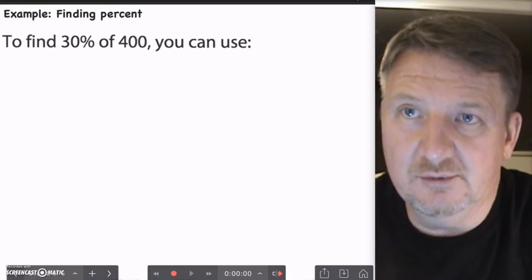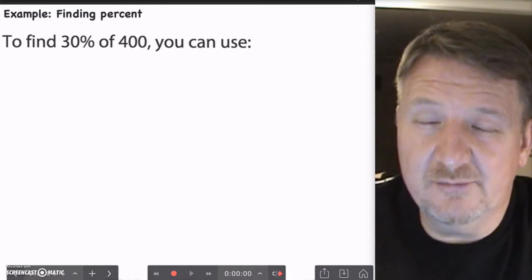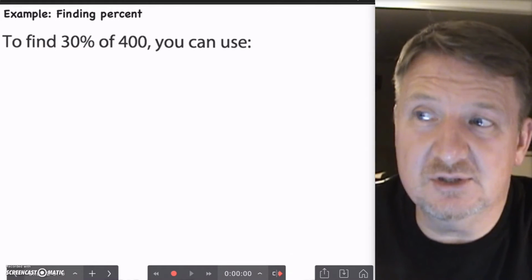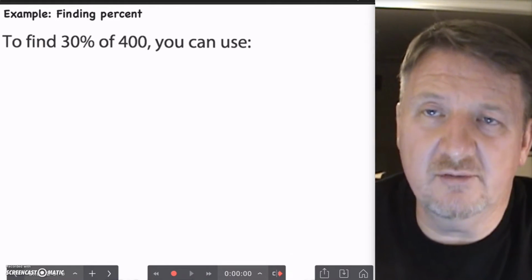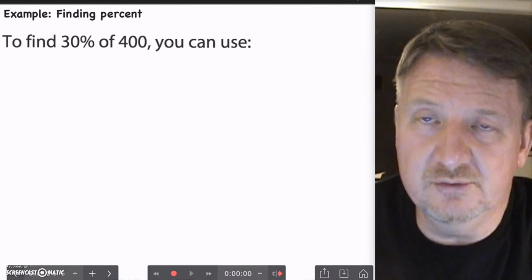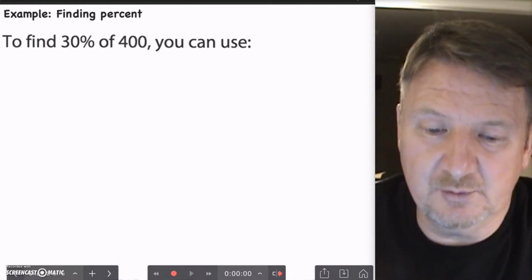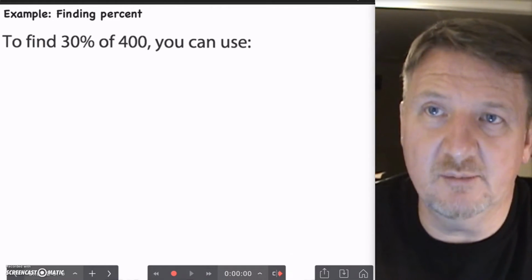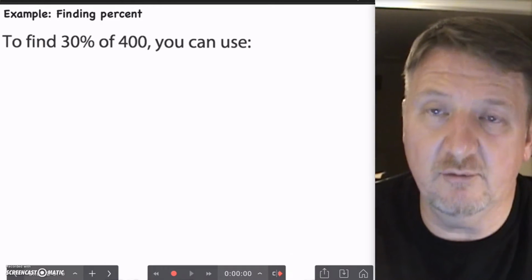So let's look at a few examples. I'm going to try to go through this and show you two ways to solve it. I've been showing several of y'all this, and you can do this either way, whatever works best for you. Here we're just going to find the percent of a number. Real simple. Find 30% of 400.